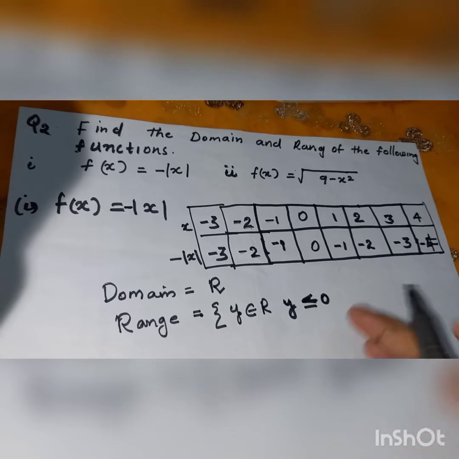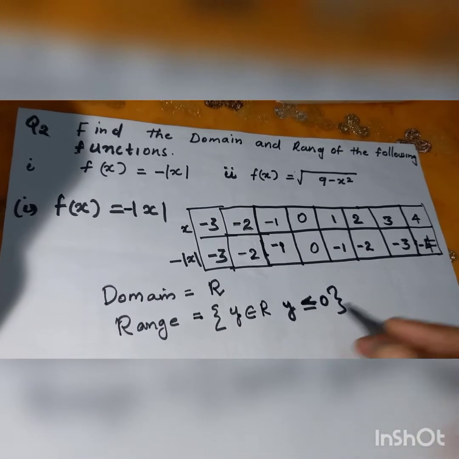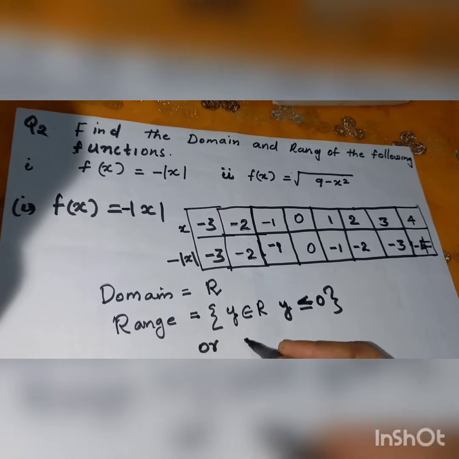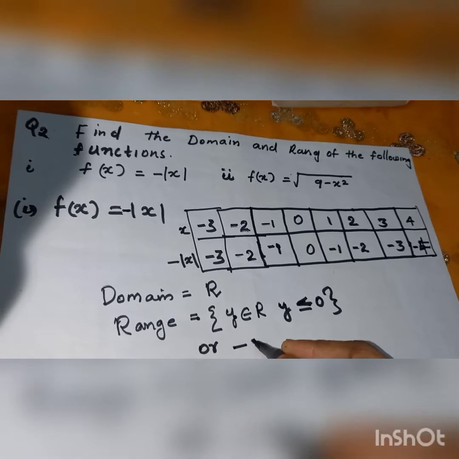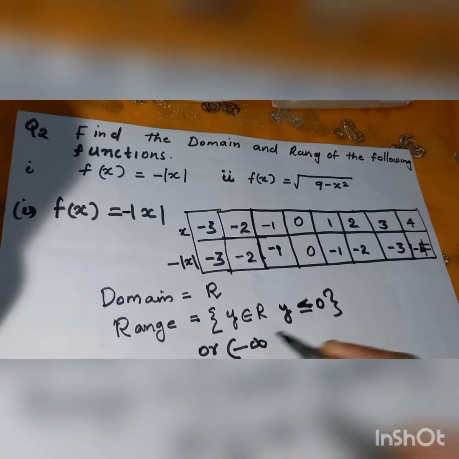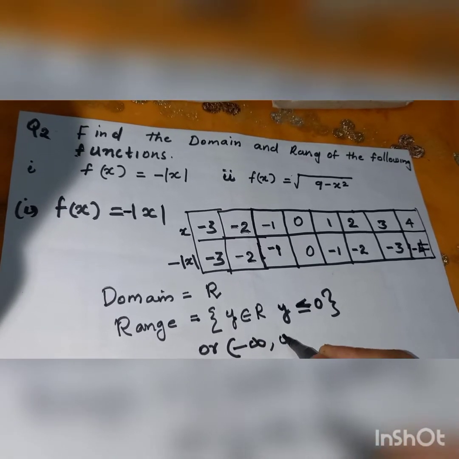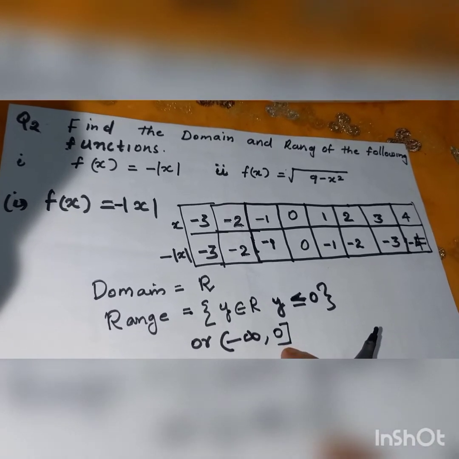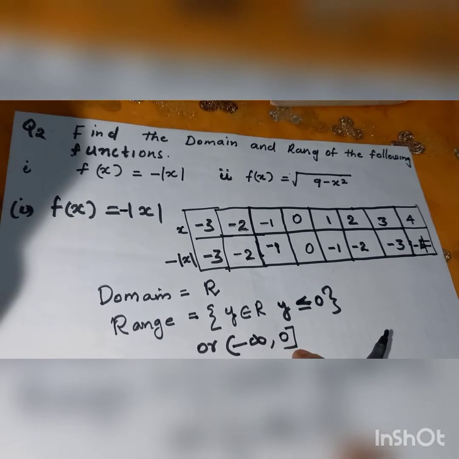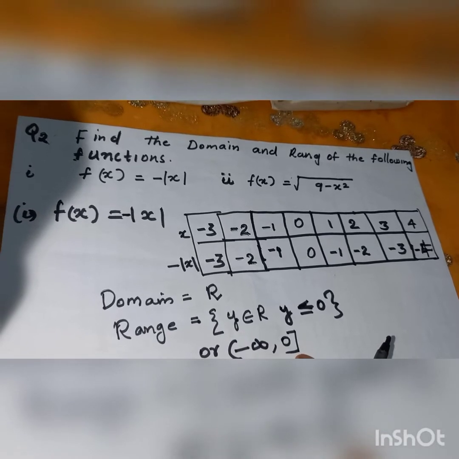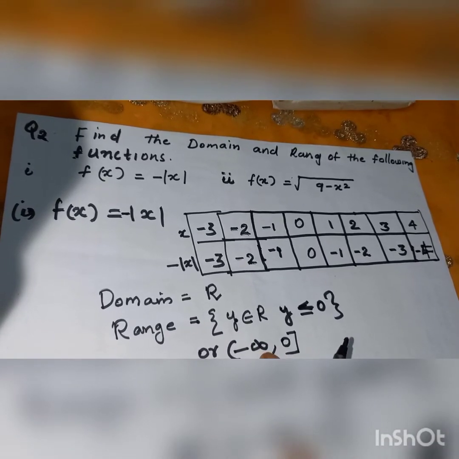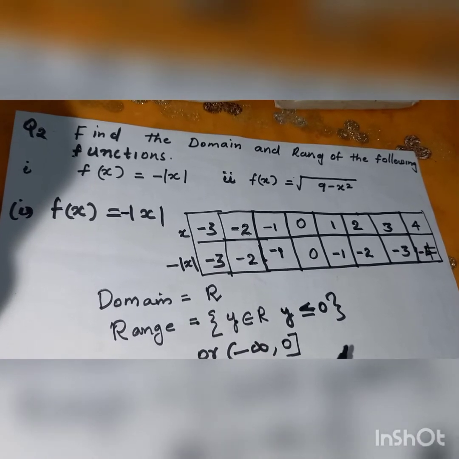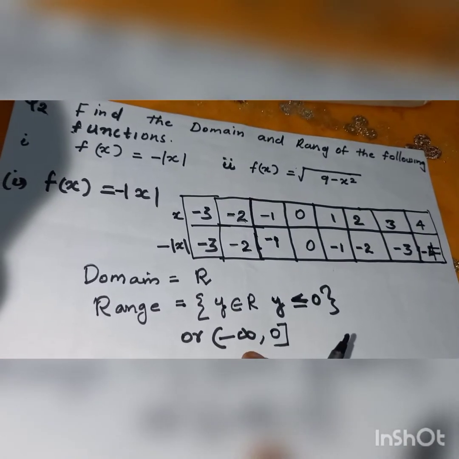So this is the range. Or we can write it as minus infinity to 0, closed interval at 0. This means we can take 0 also, and all the negative values down to minus infinity.